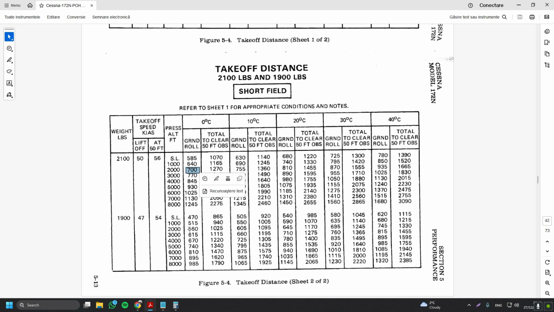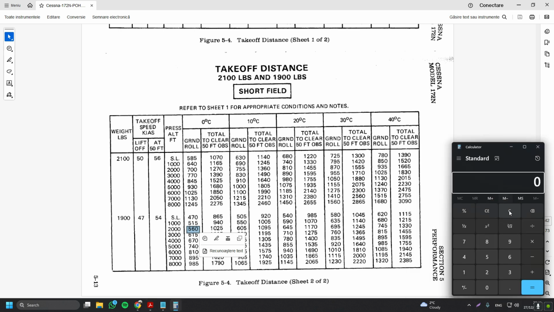2,000 elevation, right here, 560. So for a 2,000 pounds aircraft, it will basically be the average between these two values, 700 and 560. Let's bring up the calculator and do the average between those two. So 560 plus 700 divided by 2 is 630 feet. This is the ground roll for our weight, for a 2,000 pounds weight.